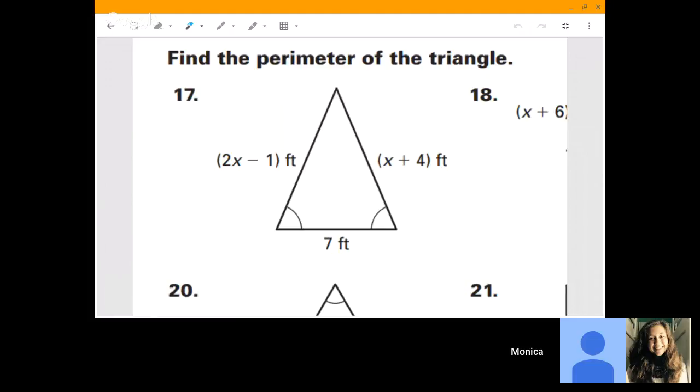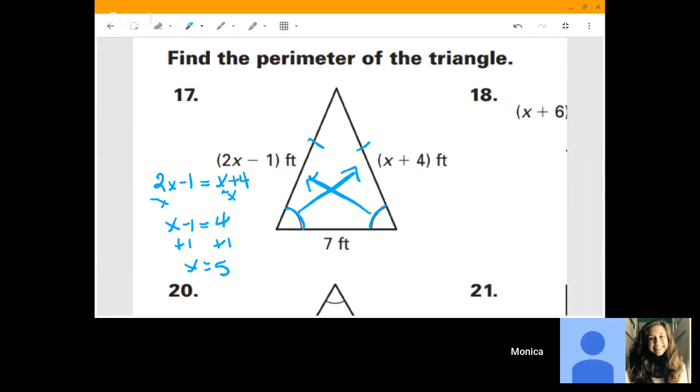So what we're going to have to do, since we have these angle notations down here, we know that the opposite sides have the same measure, right? So we know that those two sides equal each other. So if we set those equal to each other, now we can solve for x. So if we subtract an x here, we're going to have x minus 1 equals 4. And then add 1, we'll get x equals 5.